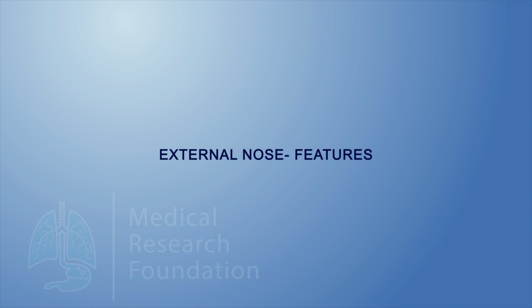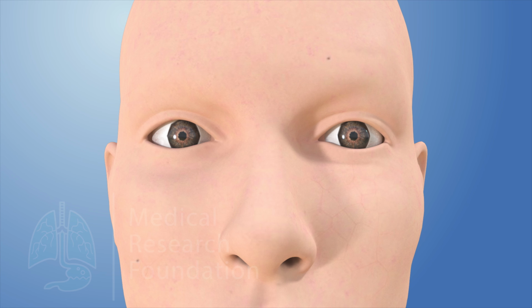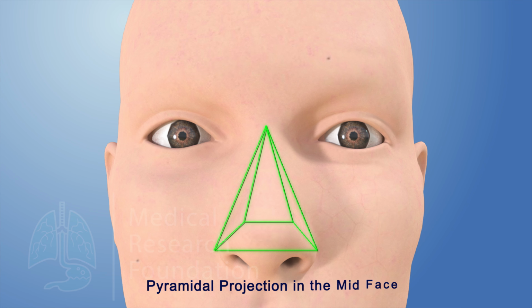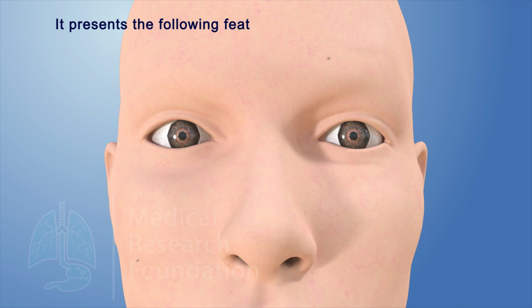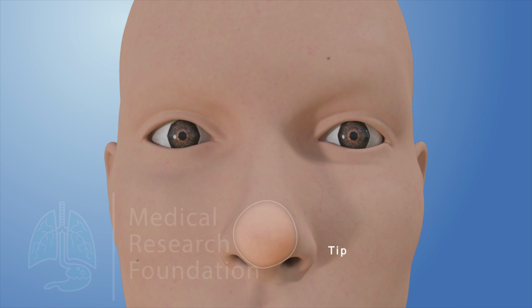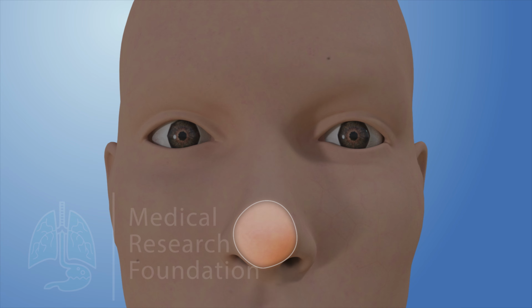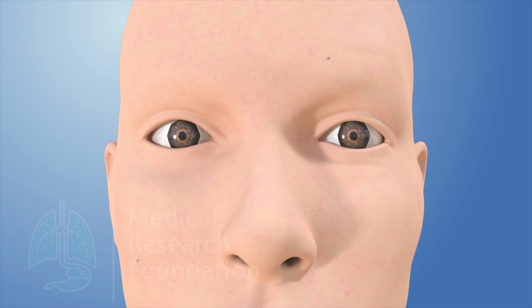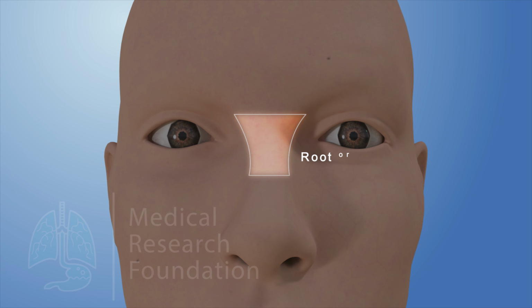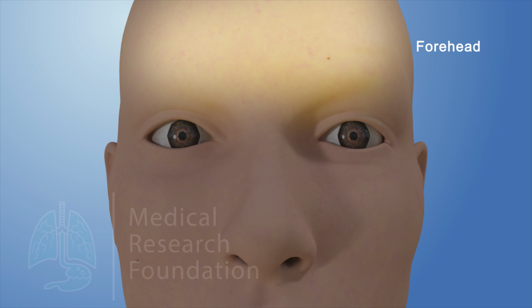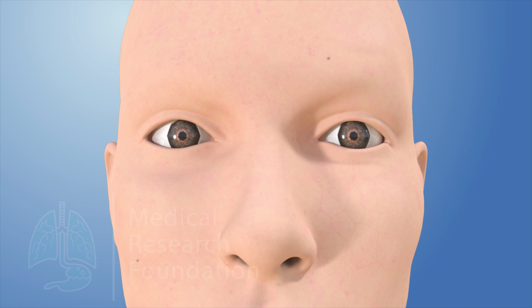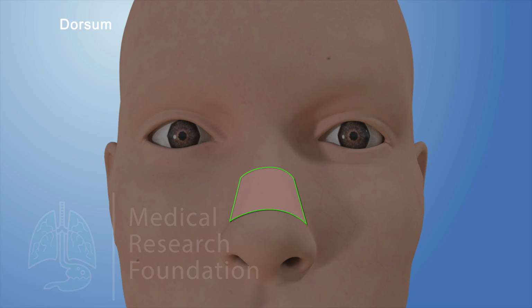External nose. Features. The external nose is a pyramidal projection in the mid-face. It presents the following features. 1. Tip or apex, the lower free end. 2. Root or bridge, the upper narrow part, which is continuous with the forehead. 3. Dorsum is a round border between tip and root where sides of the nose meet.